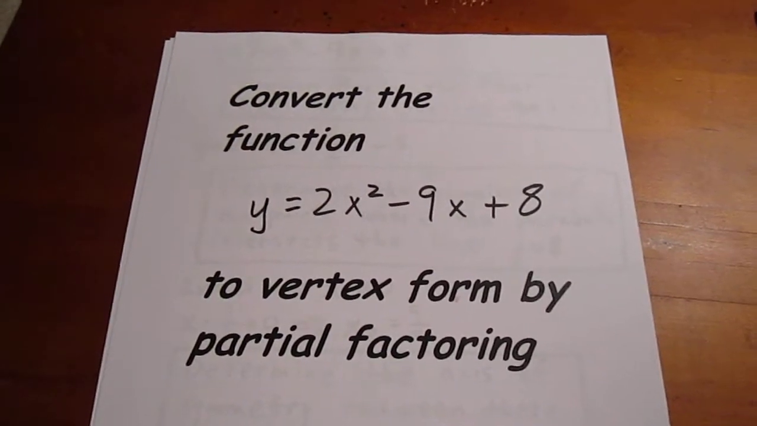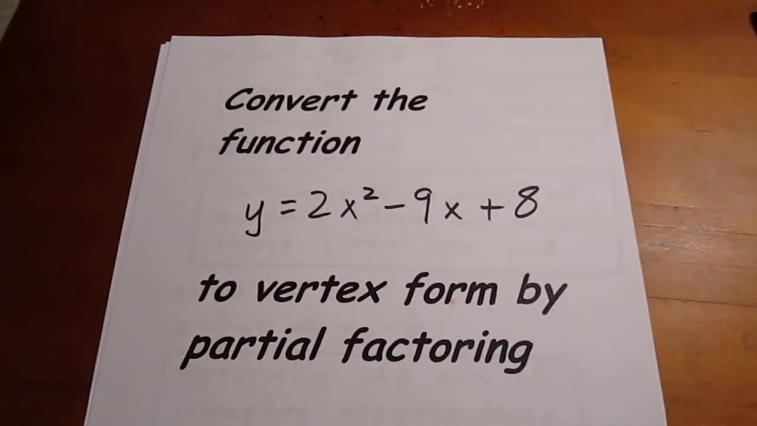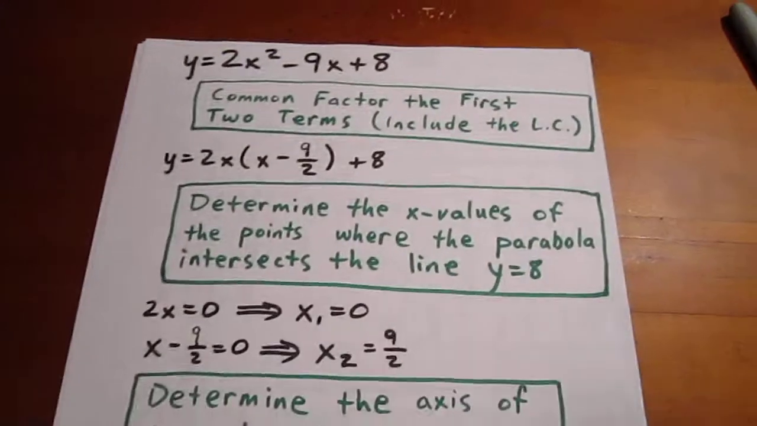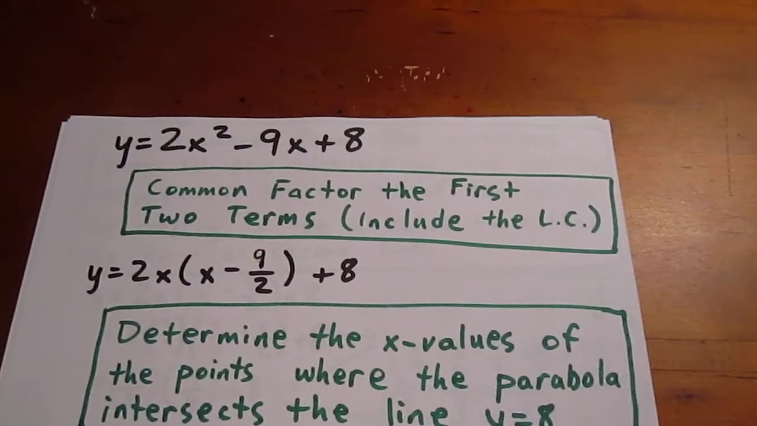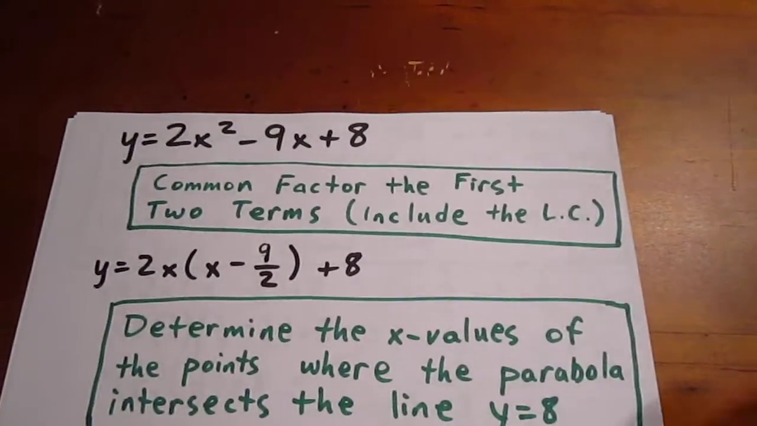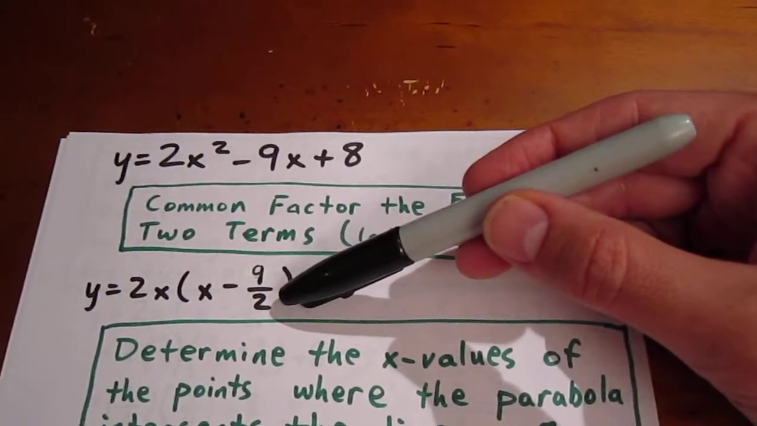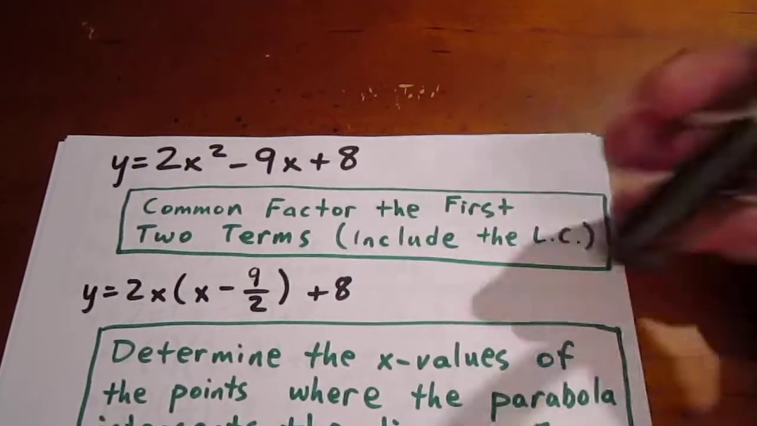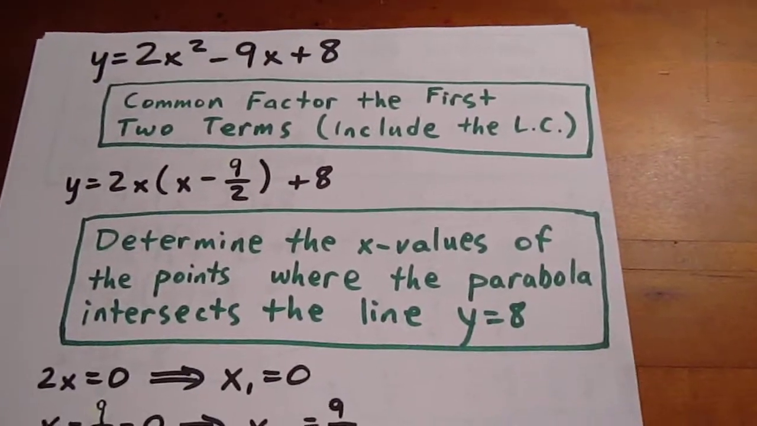We're going to convert the function y equals 2x squared minus 9x plus 8 to vertex form by partial factor. First thing we're going to do is common factor the first two terms, including the leading coefficient. So we're going to common factor out a 2 and leave us with a factor of x minus 9 halves.